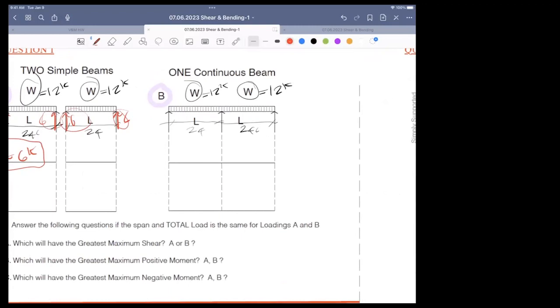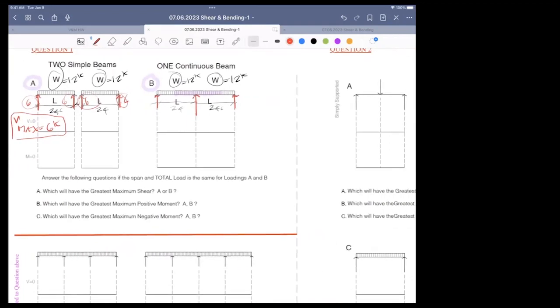But for us, I know one thing. The guy in the middle is doing double duty. It's carrying from left and right. So qualitatively, I think that this guy is bigger than everybody else. So the answer to this first one, which will have the greatest? B, middle support, because it's carrying from left and right. So that's it.